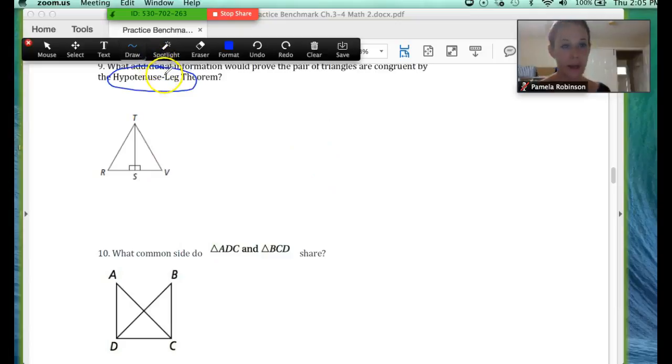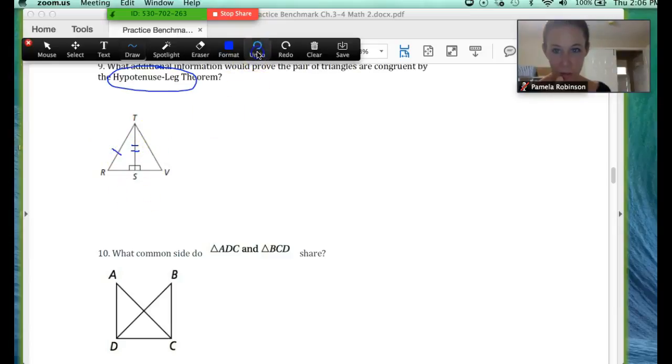So once again, to use hypotenuse leg, you have to have a hypotenuse congruent and a leg congruent. Here we have right angles. What else do I have congruent? Well, TS is congruent to itself. TS is TS. So I know one leg already. I just need my hypotenuse. I need this hypotenuse to be congruent to this hypotenuse. I don't have that.